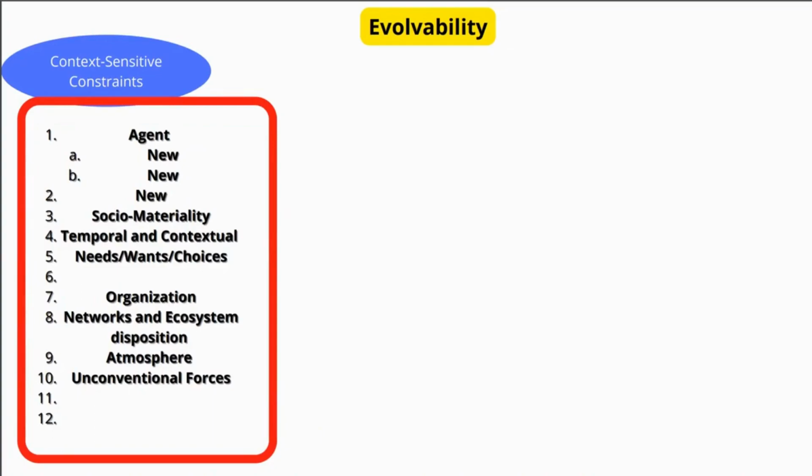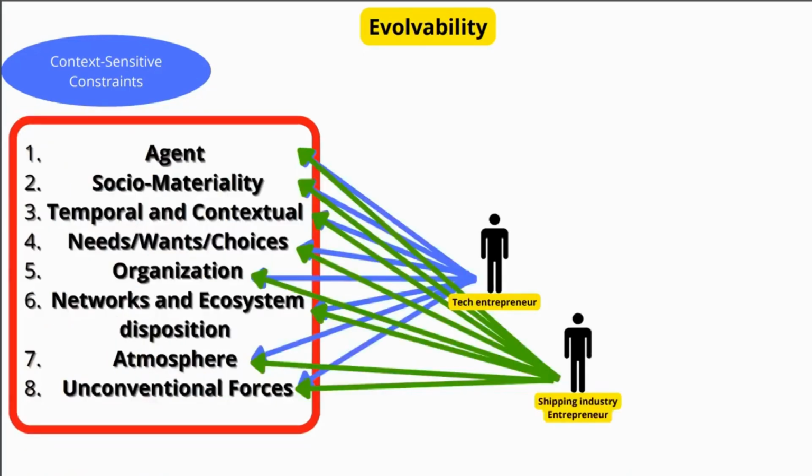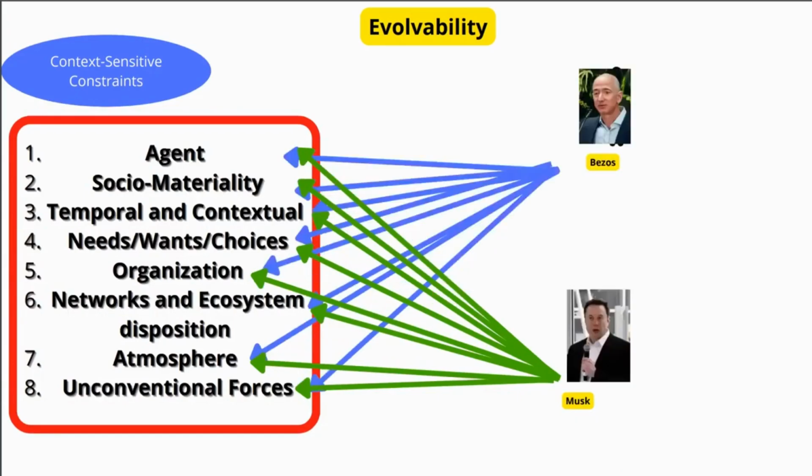Next important point to understand is that because each entrepreneur has a unique disposition, the exploratory process, action, and affordances available to each of them might be different. A tech entrepreneur and a shipping industry entrepreneur have different affordances and exploratory dimensions available. Jeff Bezos and Elon Musk have different affordances and exploratory dimensions available. This idea needs to be kept in mind clearly.